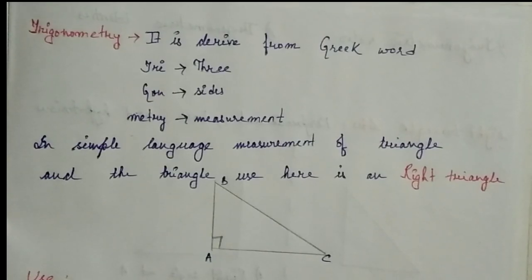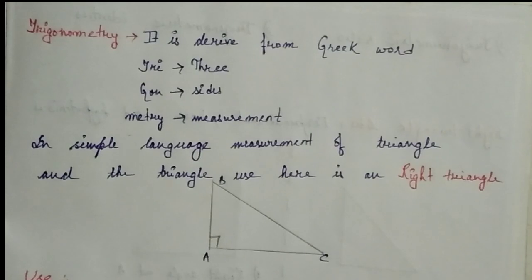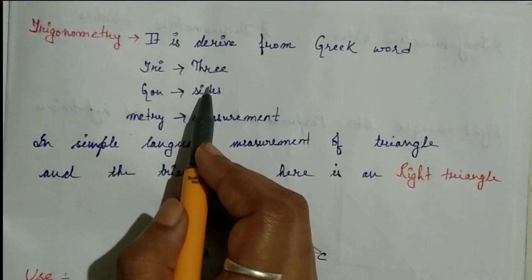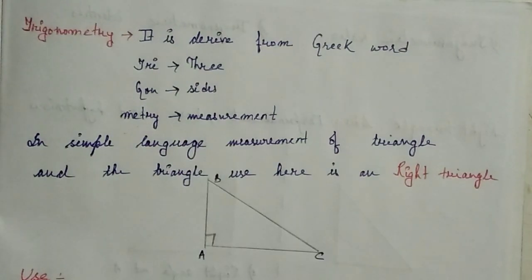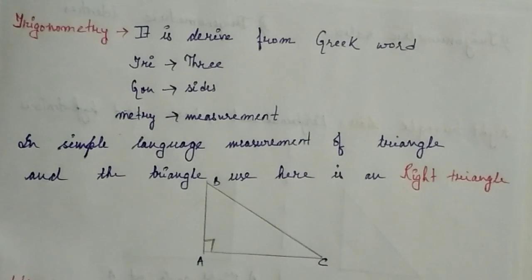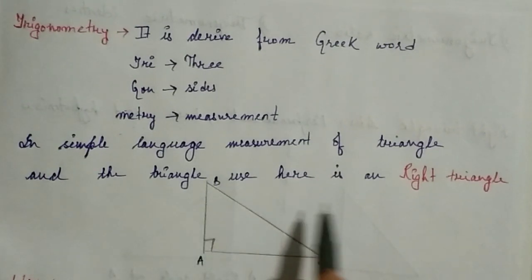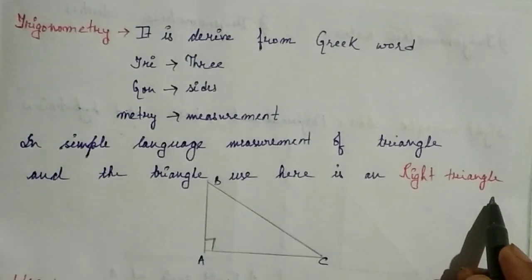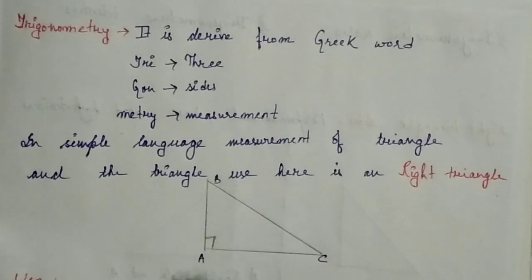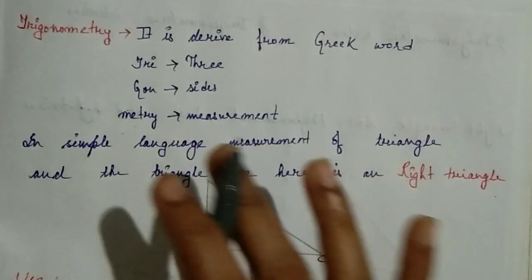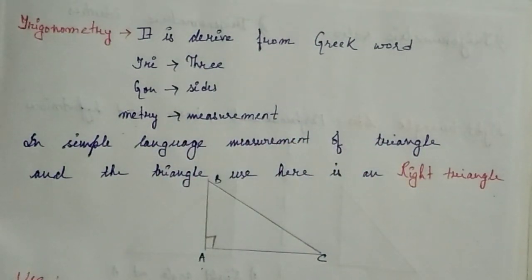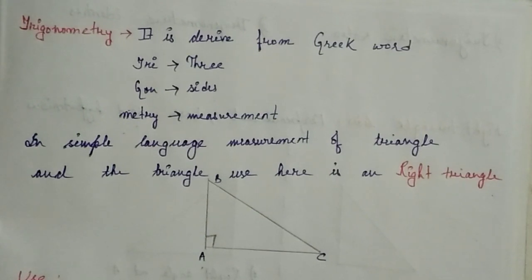The word trigonometry is derived from a Greek word where tri means three, gon means side and metri means measurement. So in simple language we can say that it is a measurement of triangles. In trigonometry, the triangle that we will use is a right triangle, meaning one angle must be 90 degrees. So after this small introduction, we have a rough sketch that we have to deal with the sides and angles of a right triangle.